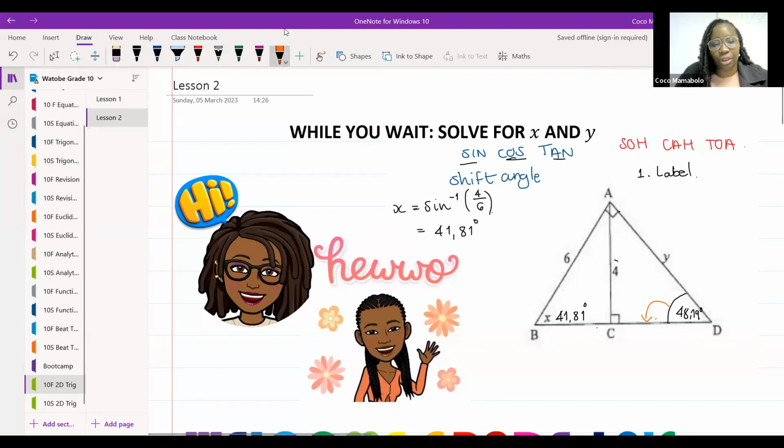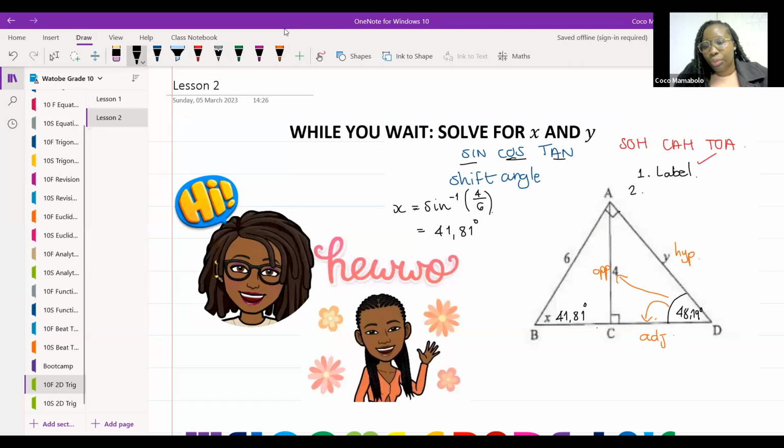Good, the adjacent. Thank you, Nicole. Excellent. This is the adjacent. And this side all the way over there, this 4 over here, what do we call that? Good, the opposite. And we know that the one that's always opposite the 90-degree angle is our hypotenuse. So we're done labeling. Excellent, beautiful.